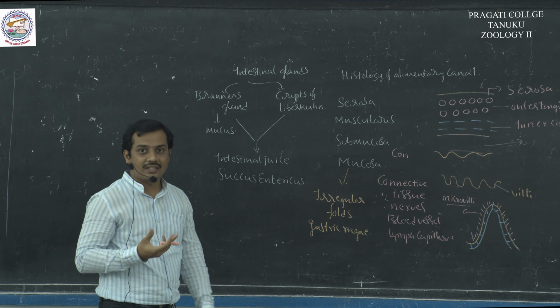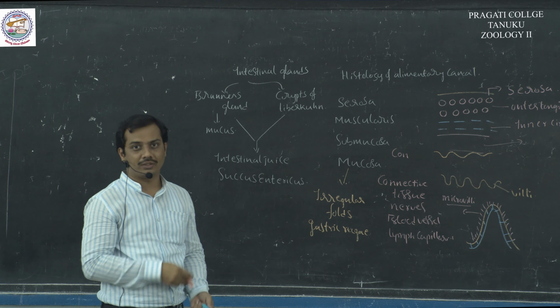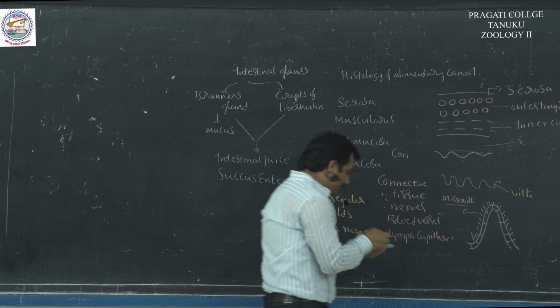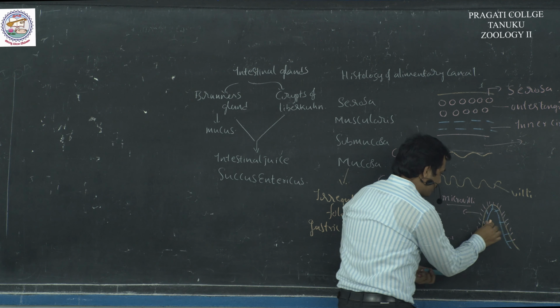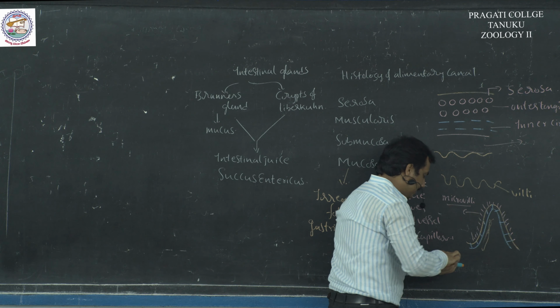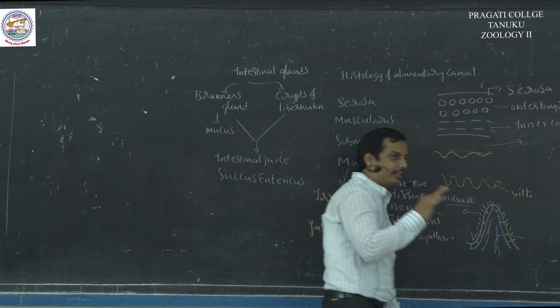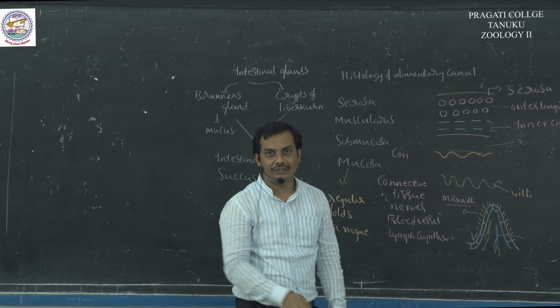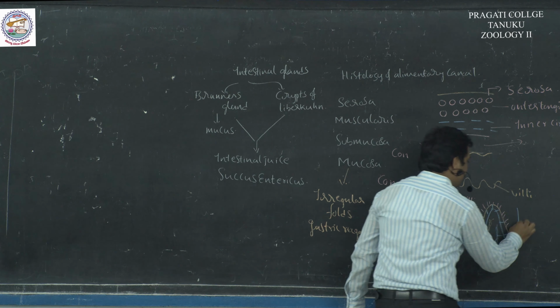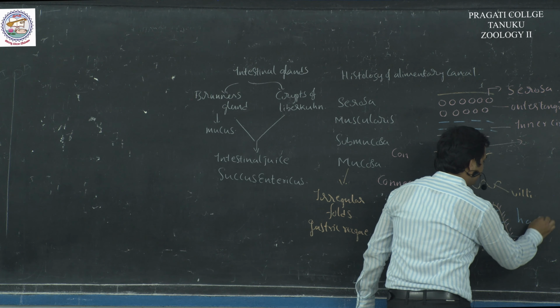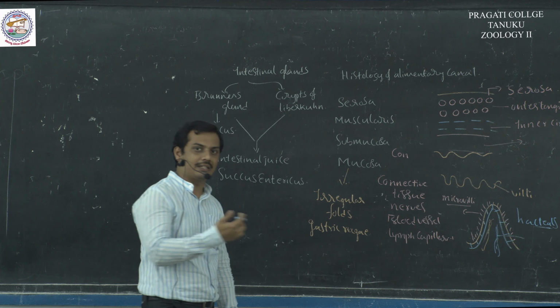They increase the surface area of absorption. Inside the villi, we can find blood vessels and lymph capillaries. The lymph capillaries that are found in the villi are called lacteals.